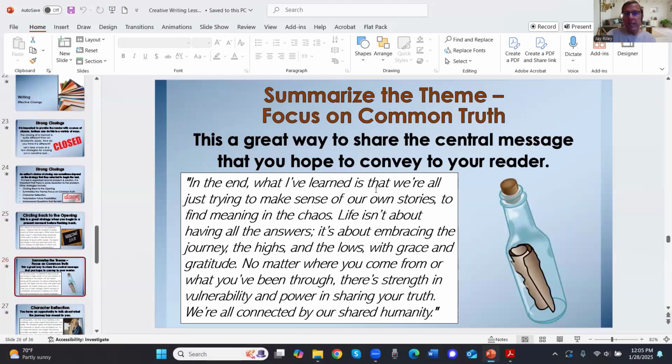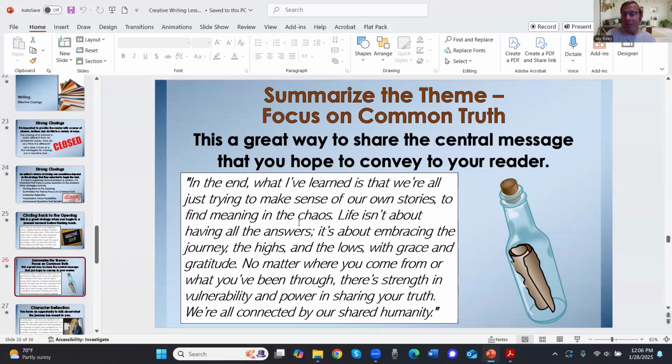Here, we're summarizing a theme or focusing on a common truth. In the end, what I've learned is that we're all just trying to make sense of our own stories, to find meaning in the chaos. Life isn't about having all the answers. It's about embracing the journey, the highs and the lows, with grace and gratitude. No matter where you come from or what you've been through, there's strength in vulnerability and power in sharing your truth. We're all connected by our shared humanity.